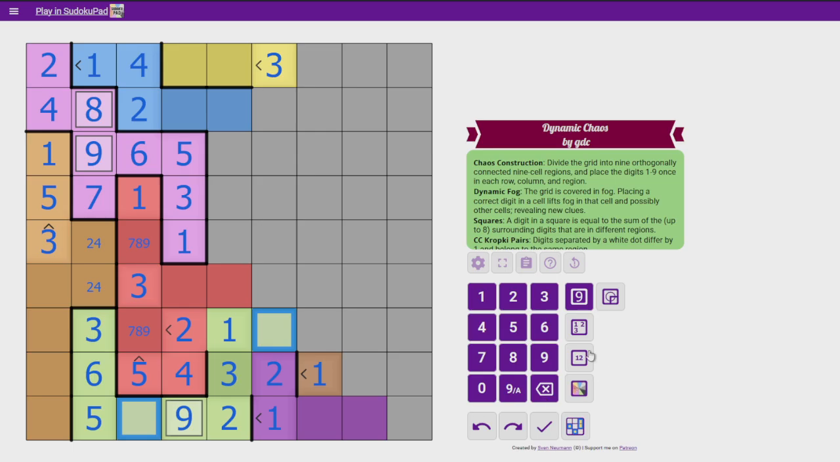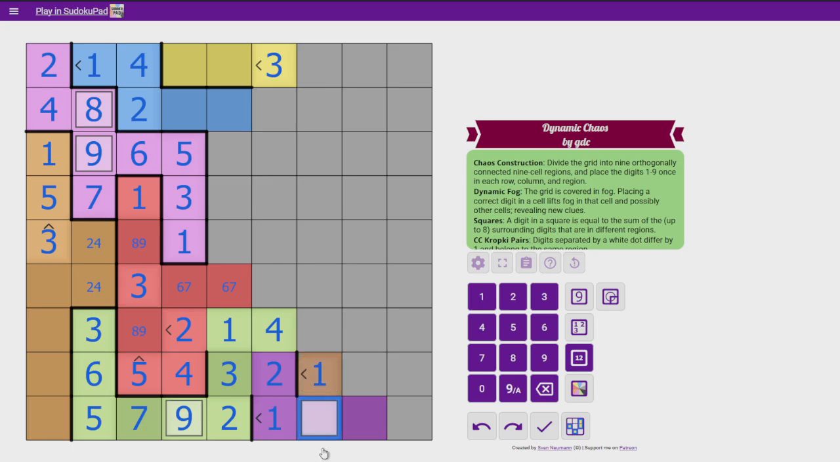4 and 7. 4 is not there. 7 is there. These aren't 7s now. Red needs 1, 2, 3, 4, 5, 6, and 7, to fill itself. Square. Interesting. How many colors do we have now? 1, 2, 3, 4, 5, 6, 7, 8. So we only have one new color to introduce.